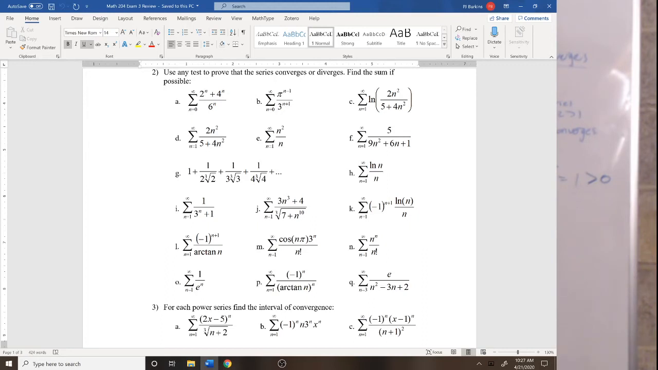So that one, I think ratio would be a little difficult because you'd have to do natural log of n plus 1 over natural log of n. That one, I think the best course of action is an integral test. Right, because you've got natural log of n and its derivative 1 over n. So integral test for that one. What about A?